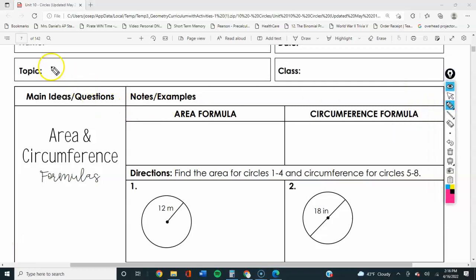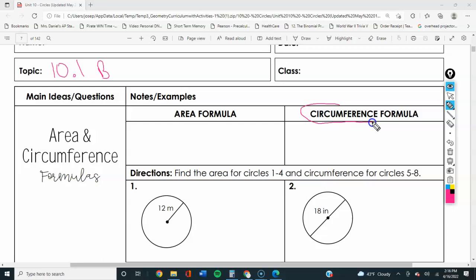Today we will be finishing up 10.1b. We started this yesterday. I think we would have done some definitions. You're probably watching this video the same day, but I thought it'd be pertinent to have this video. Today we're going to talk about area and circumference.